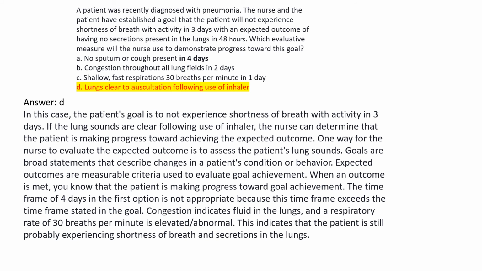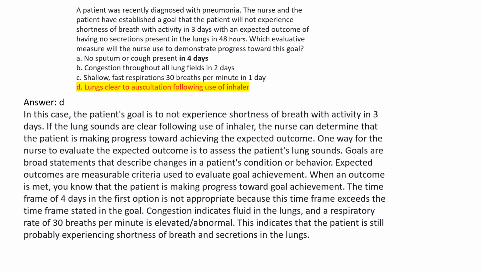Answer: D. Lungs clear on auscultation following the use of inhaler. In this case, the patient's goal is to not experience shortness of breath with activity in 3 days. If the lung sounds are clear following the use of inhaler, the nurse can determine that the patient is making progress toward achieving the expected outcome. One way for the nurse to evaluate the expected outcome is to assess the patient's lung sounds. Goals are broad statements that describe changes in a patient's condition or behavior.